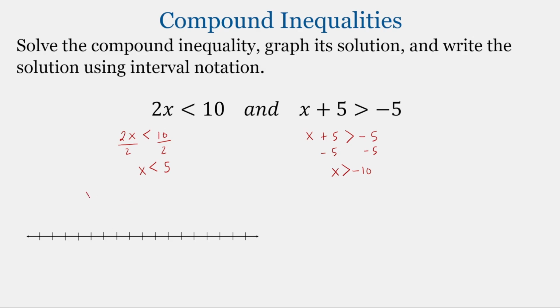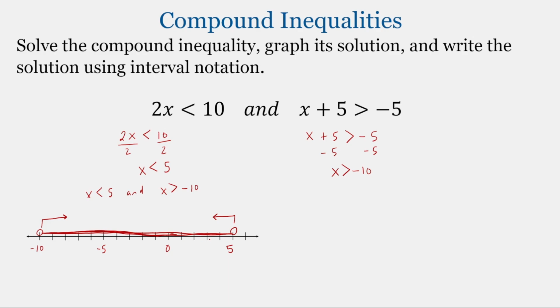So now let's graph x less than 5 and x greater than negative 10. So we have x less than 5, so we'll have an open circle at 5, and this will shade everything smaller than 5. We also have x greater than negative 10, so we're going to have an open circle at negative 10, and this will shade everything bigger than negative 10. So the overlap will be all these numbers between negative 10 and 5.